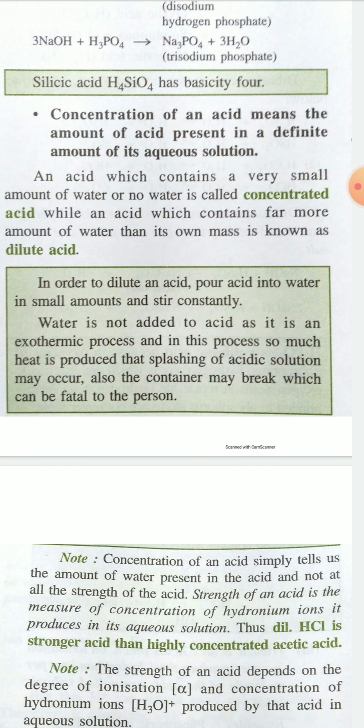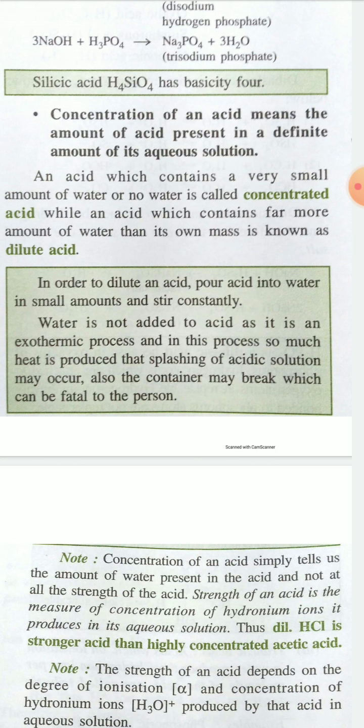If an acid contains no water or a small amount of water, then it is a concentrated acid. And if an acid contains more water, then it is called a dilute acid. Okay.